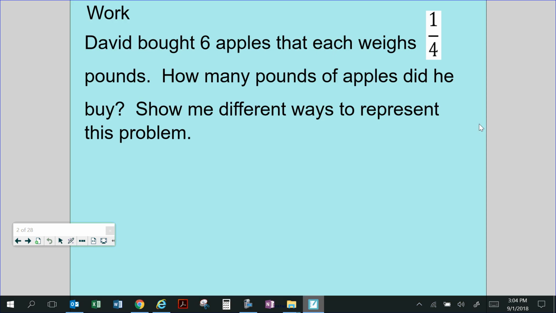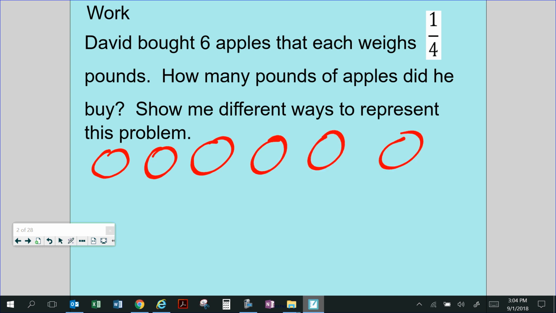So there are many ways you could do this. I'm going to draw pictures. 1, 2, 3, 4, 5, 6. He bought 6 apples. Each one weighs 1/4 pound.